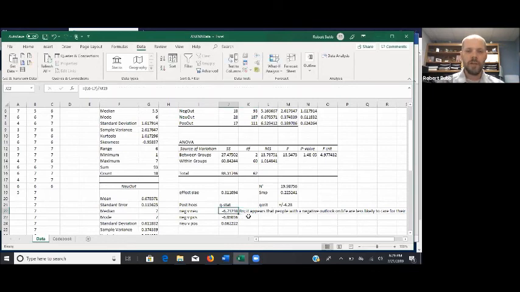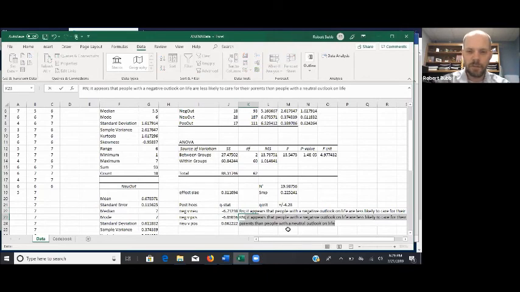Okay, so if we're looking at negative versus positive, you're going to notice that it's pretty much the same. We're still going to reject the null hypothesis. In fact, everything's going to be pretty much the same here, except instead of saying neutral outlook, we're going to say positive outlook. Again, it's still a negative number. If I go up and look at my means, I'll see the mean for positive outlook is higher than my mean for the negative outlook. So that means negative outlook is less likely. And so it appears that people with a negative outlook on life are less likely to care for their parents than people with a positive outlook on life. So that's our second comparison.